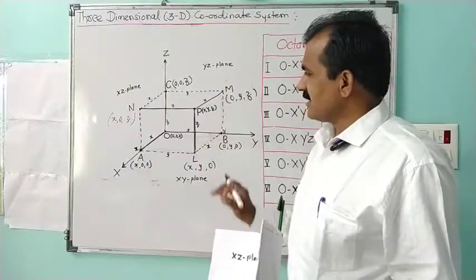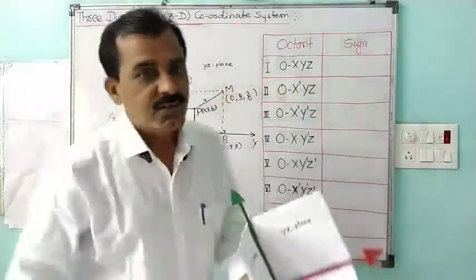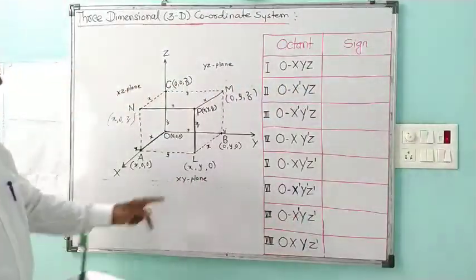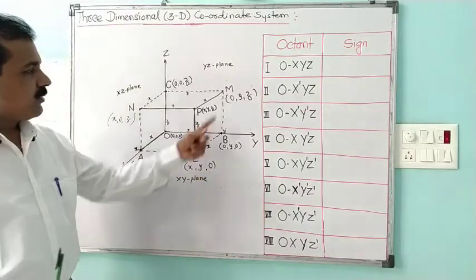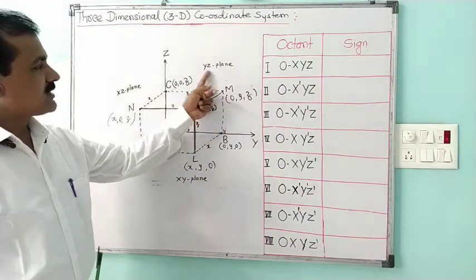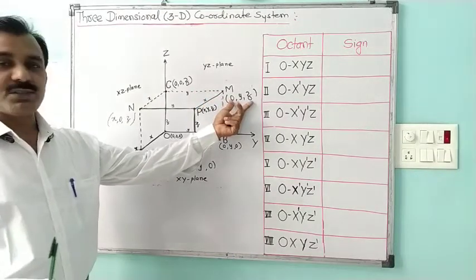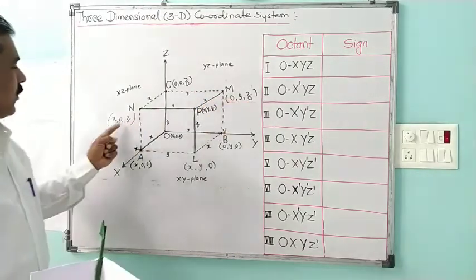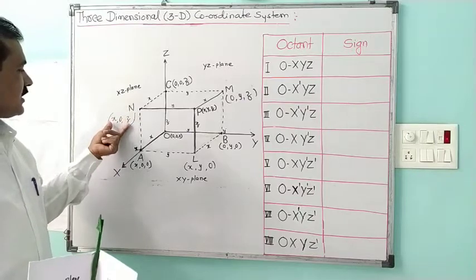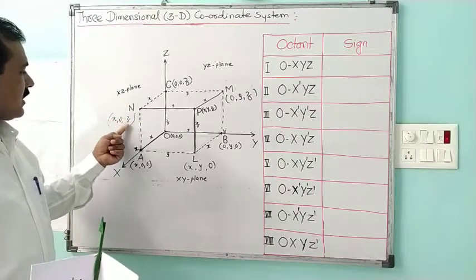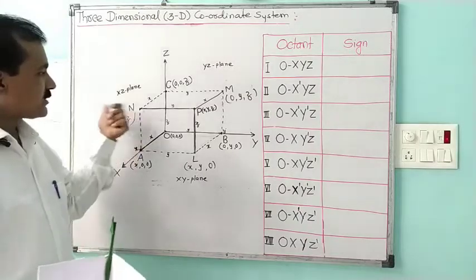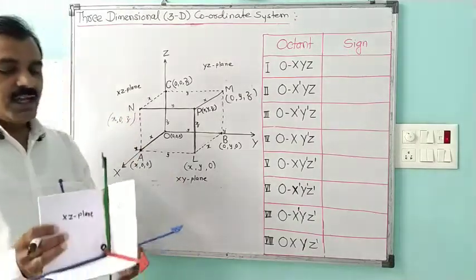So this is the structure which gives us the information: when a point lies in the XY plane, what the coordinate of the point is. When a point lies in the YZ plane, what the general structure of the coordinate of the point is. When the point lies in the XZ plane, the middle coordinate, that is the y coordinate, is 0, and the first and last will be the coordinates as per the position of the point.